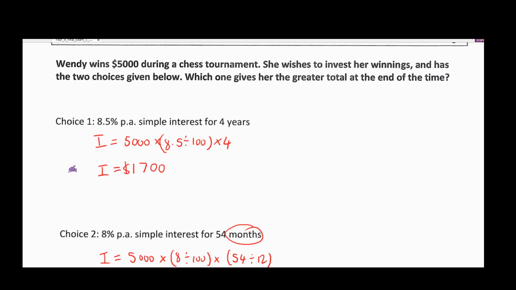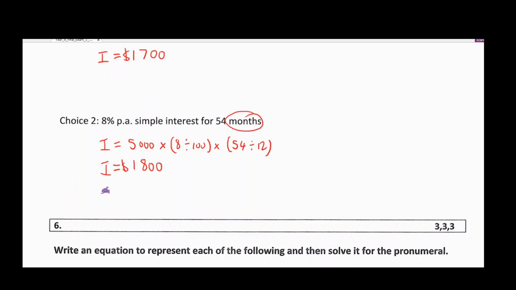So which one gives her the greater total at the end of time? Choice 2. Choice 2, by $100.